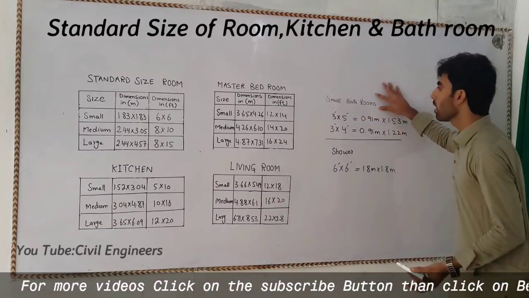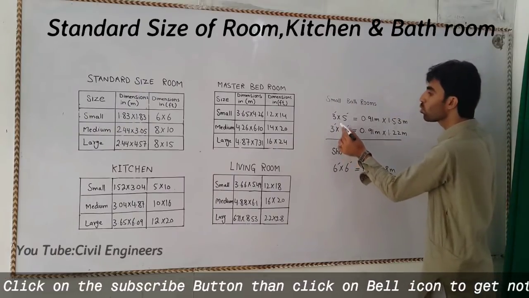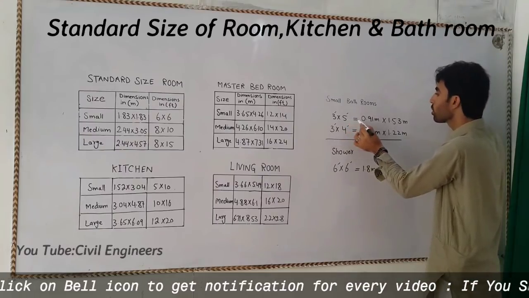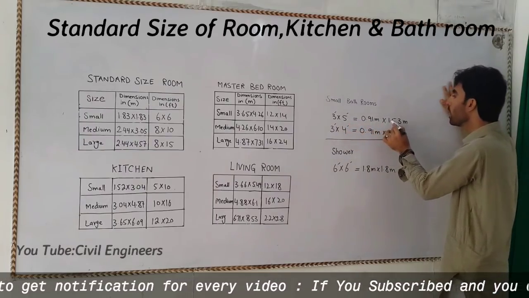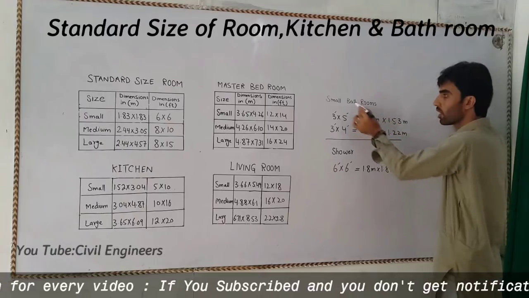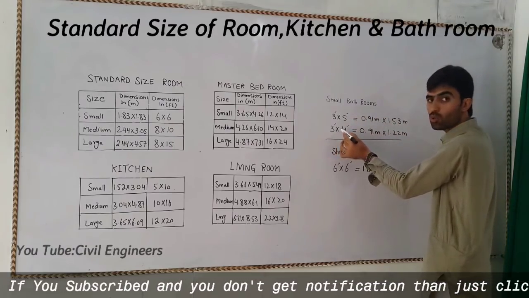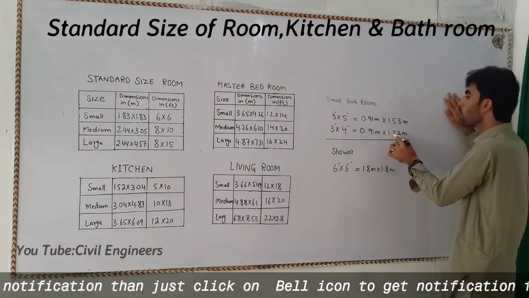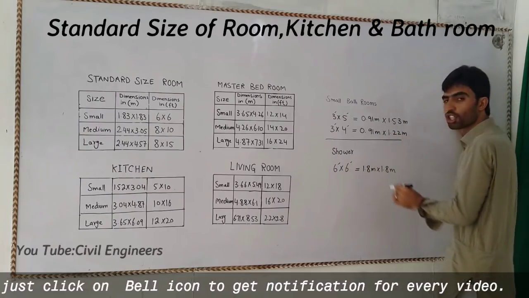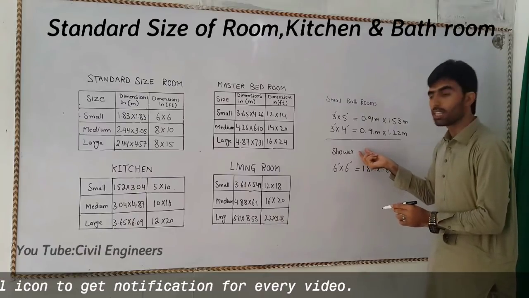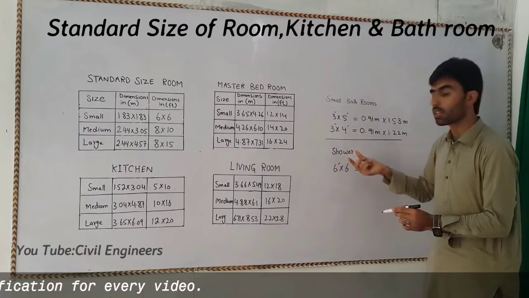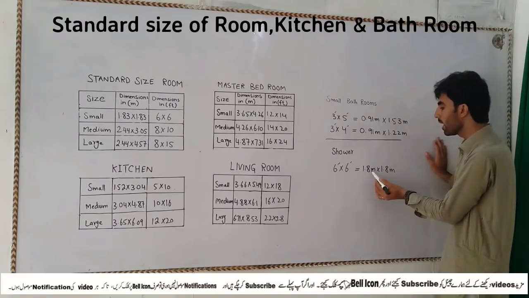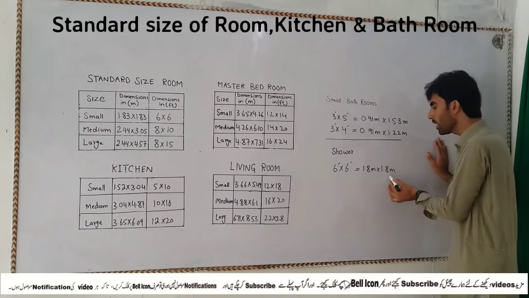Let's come to the small bathroom. For the small bathroom, 3 by 5 feet is equal to 0.91 meter by 1.53 meter. And the other one, we can take 3 by 4 feet, meaning 0.91 meter by 1.22 meter, for the shower. If you have a shower, toilet, and also a sink, for that we can take 6 by 6 feet, equal to 1.8 meter by 1.8 meter.